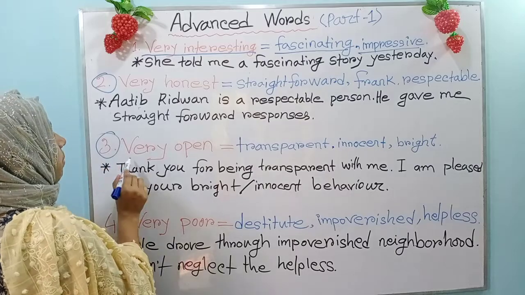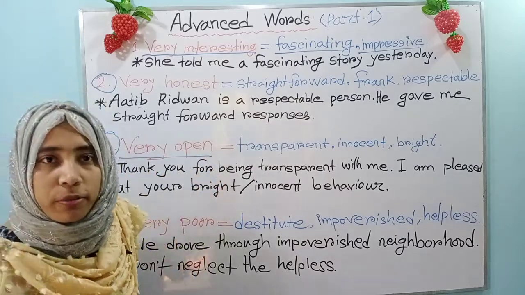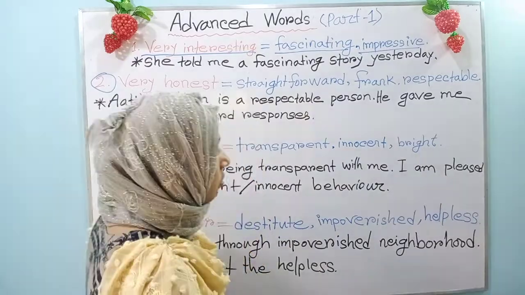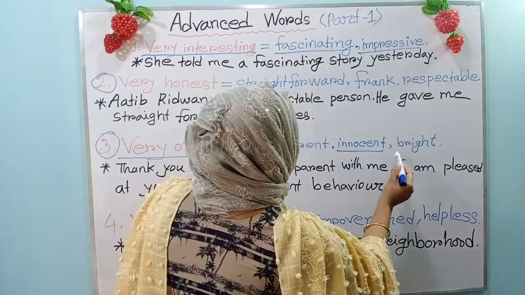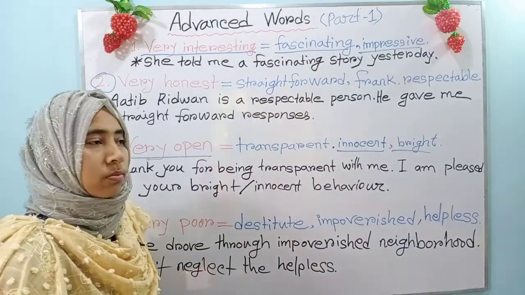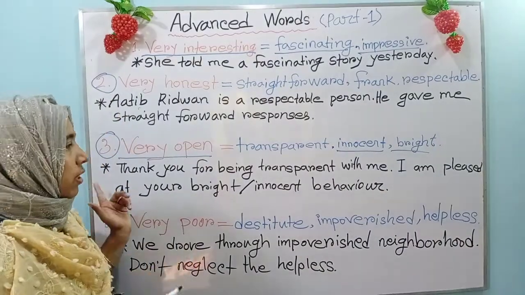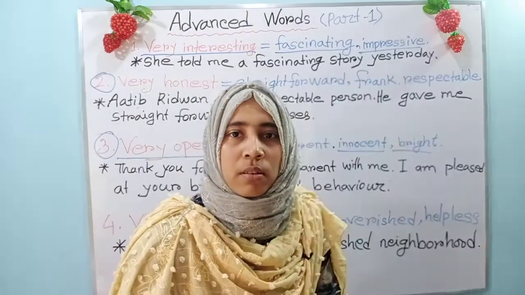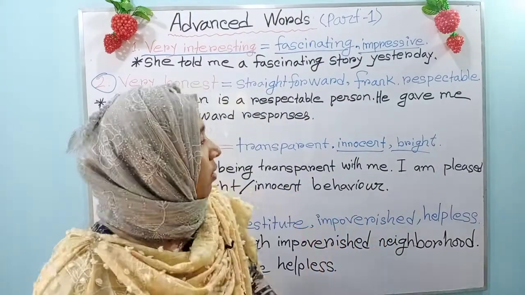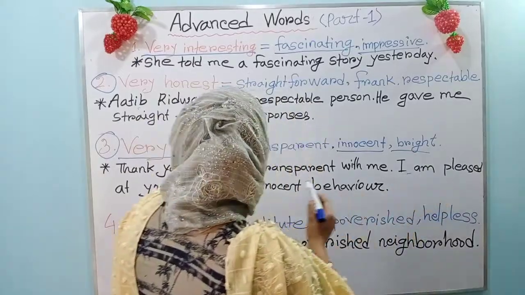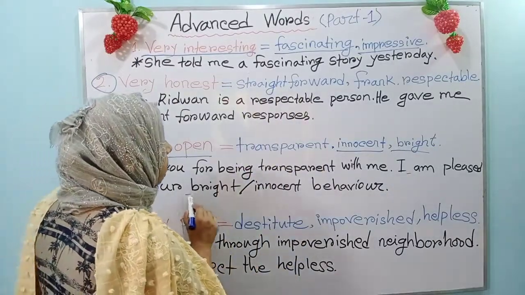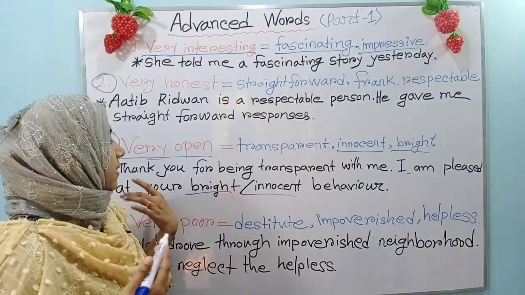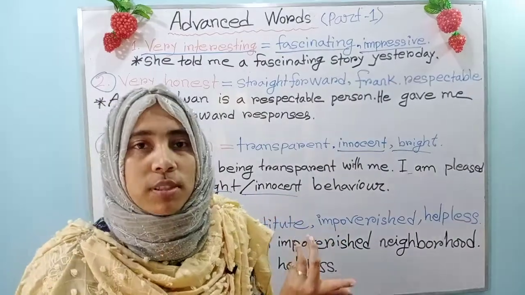Number 3, very open. Instead of very open, we will use transparent or innocent or bright. Here we see the example. Thank you for being transparent with me. Not very open. After that, I am pleased at your bright or innocent behavior. You can say I am pleased at your bright behavior, at your innocent behavior.